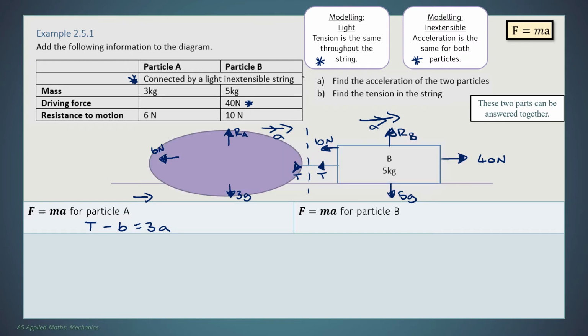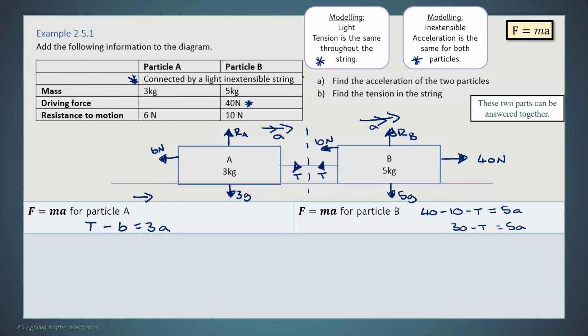If we look at particle B, in the direction of motion, we've got a force of 40. Against motion, I've got a force of 10, and I've got the tension. So I'm taking both of those off, and it equals mass times acceleration. So we end up with 30 minus T equals 5a. So we can set up F equals ma on each of those separately. So you just work with them separately. So that's no different to what we've looked at before. Force in the direction of motion, take away force against motion, ignore any force that's perpendicular.